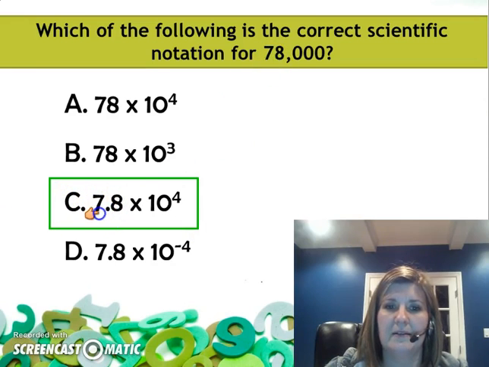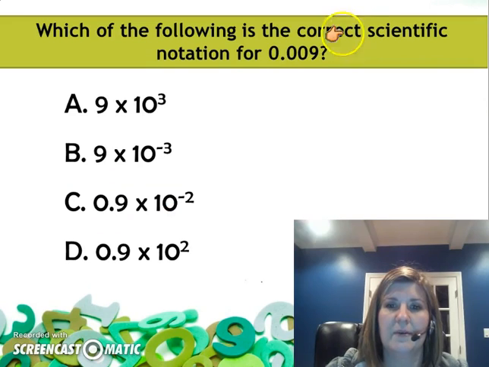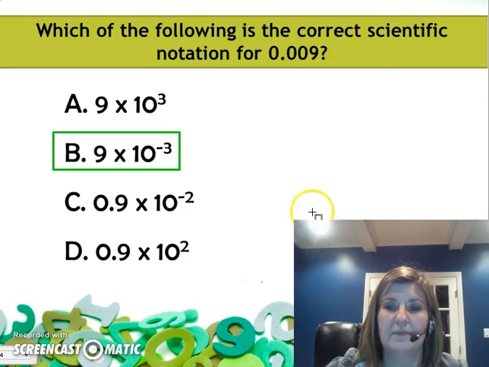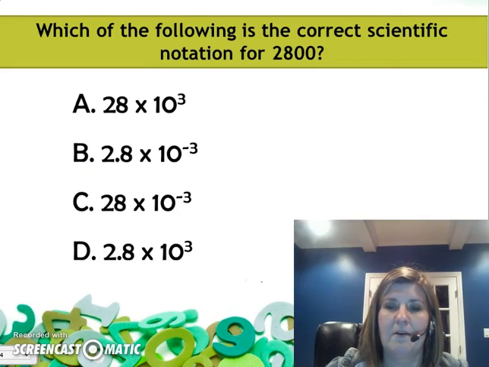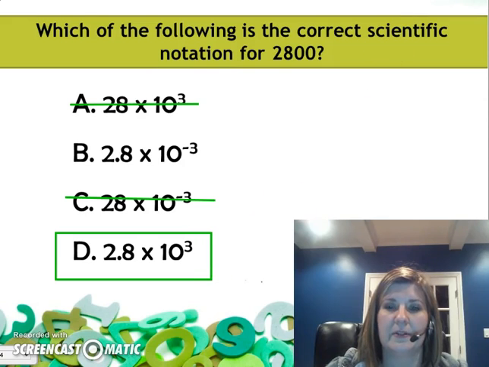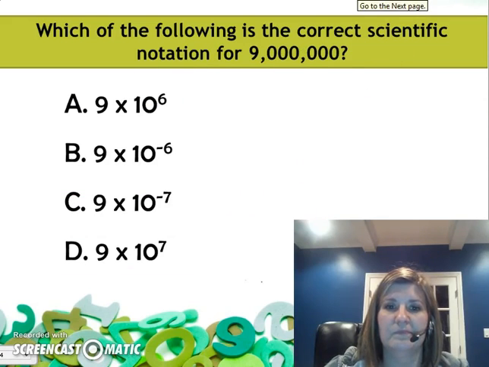You're always going to put that decimal point between the two non-zero digits, so not 78, but 7.8 times 10 to the minus 2. For 9 thousandths, the answer is going to be 9 times 10 to the minus 3. For 2800, again, we want to rule out those answers that just give us 28 and look at 2.8 as the best answer here. It's a number higher than 1, so our exponent is going to be positive.